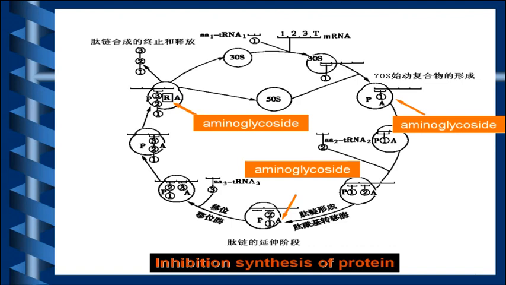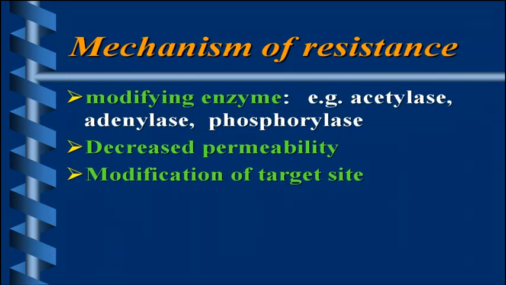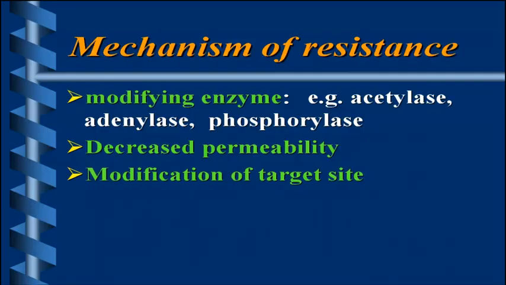Aminoglycoside can inhibit the initial stage of protein synthesis. Aminoglycoside could inhibit the extending stage. The last one, aminoglycoside could inhibit the ending stage of protein synthesis. That means aminoglycoside could inhibit the whole protein synthesis. It can inhibit bacterial protein synthesis. Please remember.